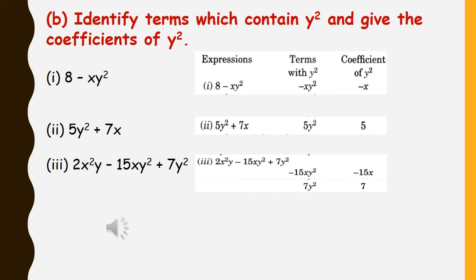Part 3, 2x square y minus 5xy square plus 7y square. The first term, 2x square y, does not contain y square, so we are removing it. So we are left with minus 15xy square. The coefficient of this one is minus 15x, and for 7y square, the coefficient will be 7.